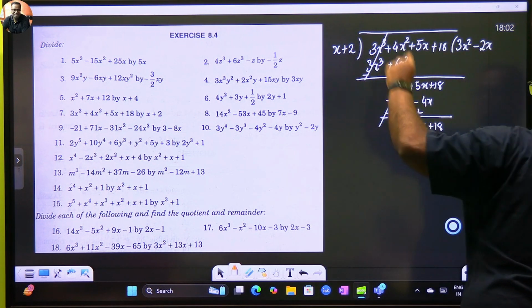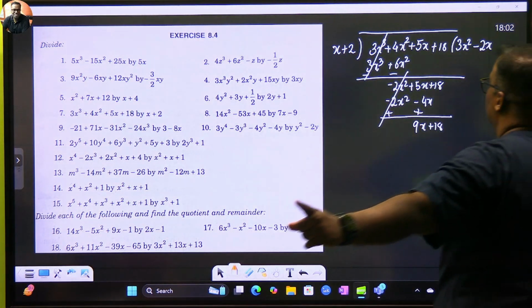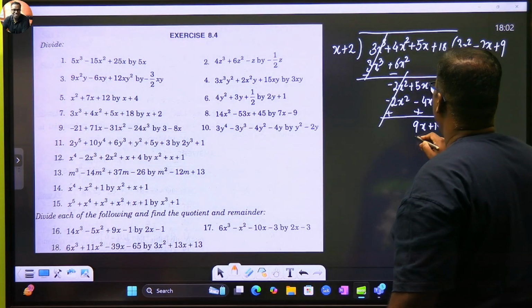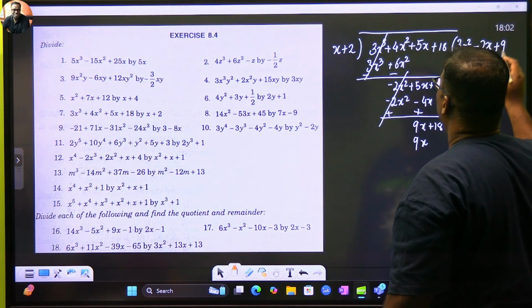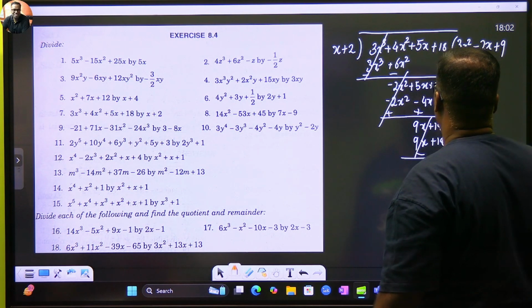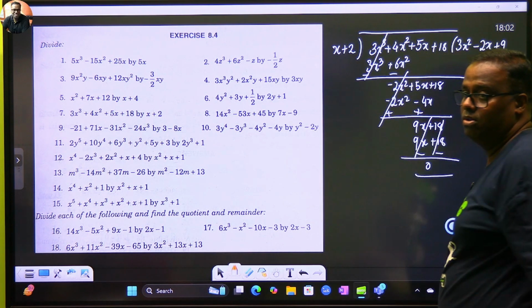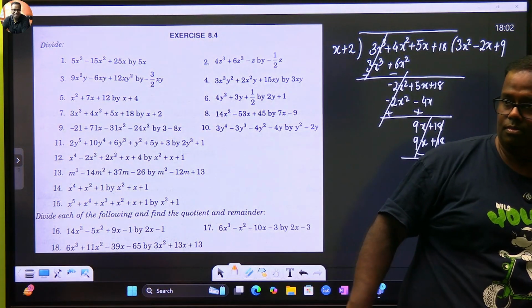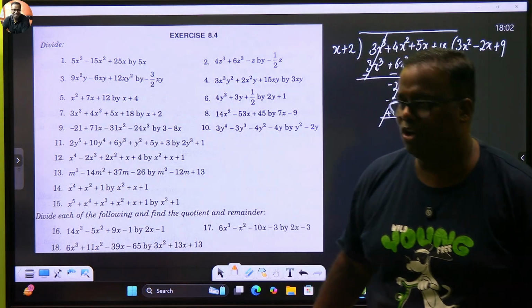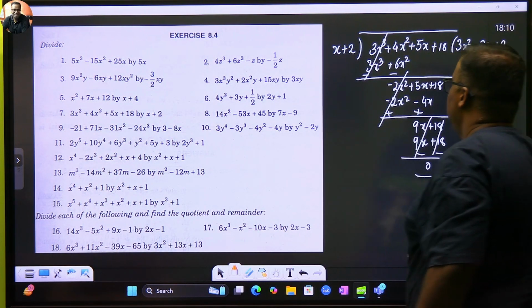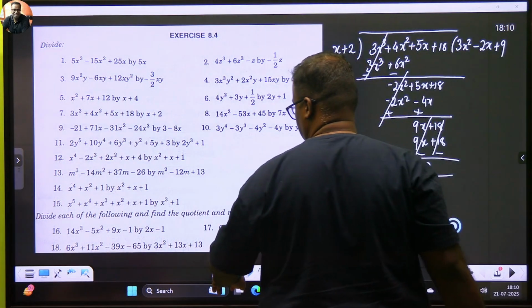Linear. One more round of math is still on. So let's multiply x with 9. How much do I get? 9x, and 2 multiplied by 9 gives me 18. I swap the signs, they cancel each other. My remainder is 0. It's just that you forgot. This one we did in our last class.